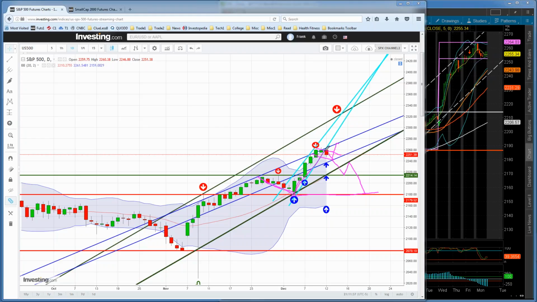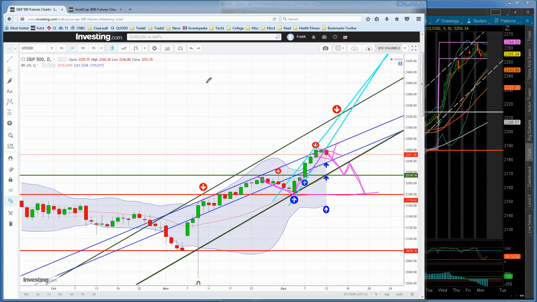Inverse head and shoulders. Okay, so let's take a look at this. Where do you see the head? The first arrow, the arrow just above your pen? Yes, this one? Yes. Okay. If that's the head, then where is the left shoulder? Okay, I'm not going to question you here.